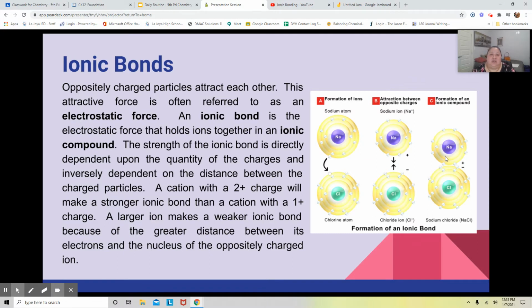Ion means that you have either lost or gained. In this case, sodium lost 1 electron. Chlorine has changed. Chlorine is now a chloride ion. It has gained 1 extra electron so that it can make an octet. And once you have that positive and negative charge, you're going to have that electrostatic attraction between the two, and it's going to form that ionic compound that we're talking about. And you can see it here in picture C.